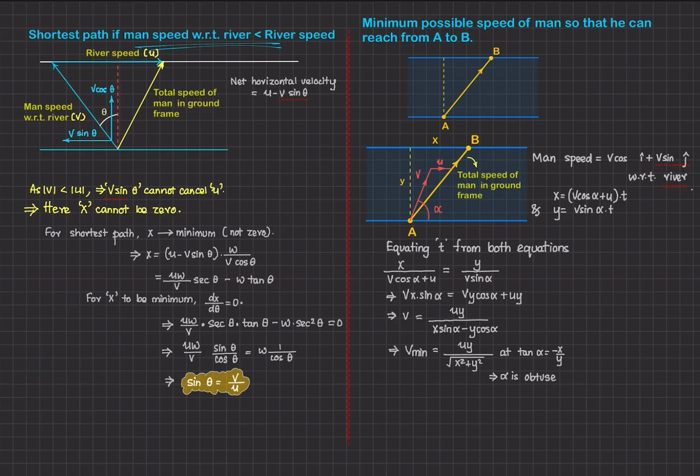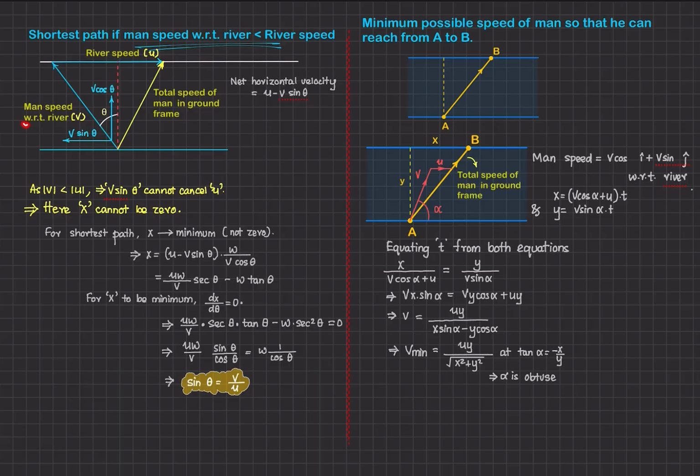But what if the man's speed with respect to the river is less than the river speed? In that case, this triangle cannot be formed, right? Because in a right angle triangle, the hypotenuse must be the largest side. But here the man's speed is less than the river speed, so this side is more and this side is lesser. That's why this triangle won't be possible. So what would happen in that case?